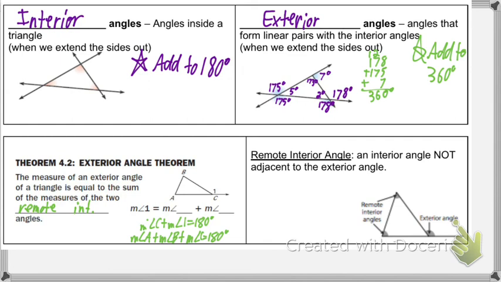So in this example, the measure of angle 1 is equal to which two measures added together? B and A, in either order. So in this example, the measure of angle 1 is equal to the sum of the measures of angles B and A. Questions on that?